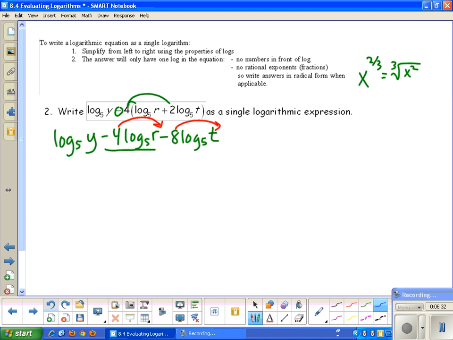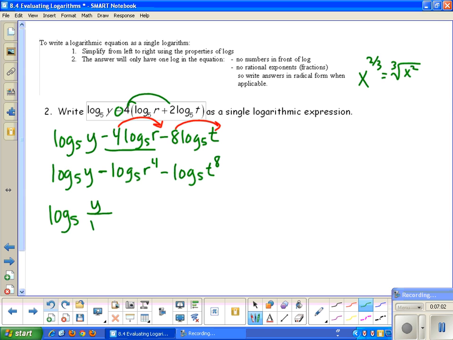So this would be the log base 5 of y minus the log base 5 of r to the 4th power minus the log base 5 of t to the 8th power. And notice I didn't take the negative up to the exponent. I left it as a negative in the equation, which is what you're going to want to do. So now for this problem, I can use my quotient property and divide y over r to the 4th power.